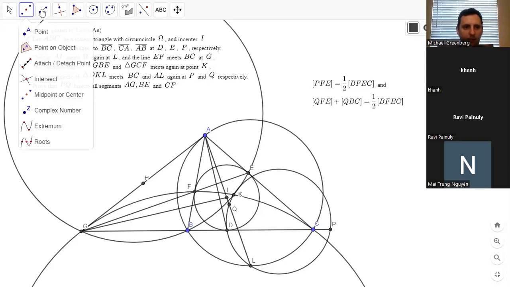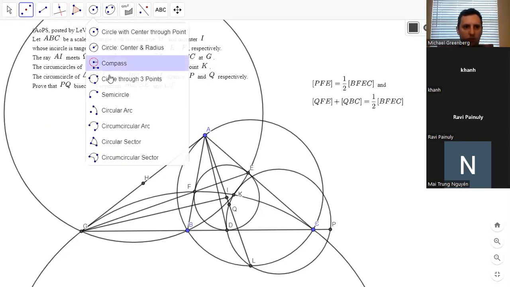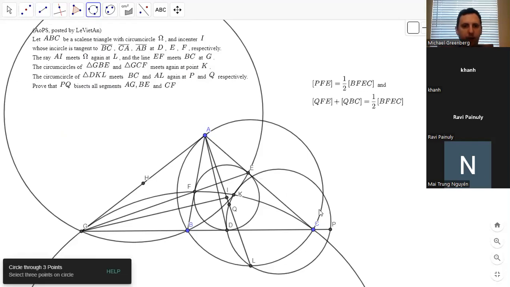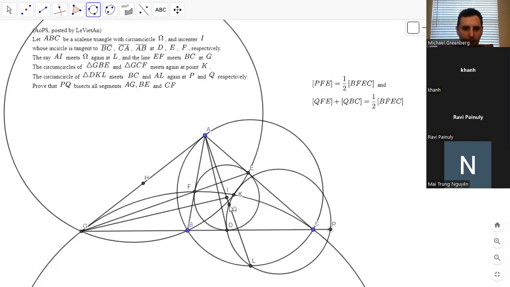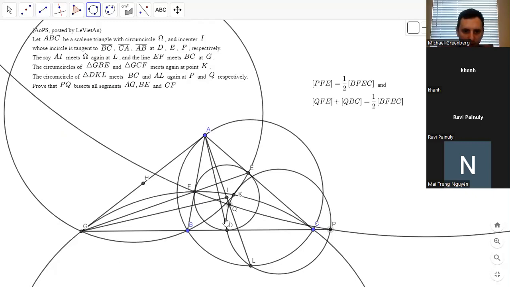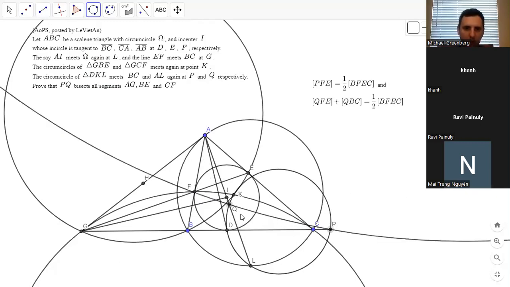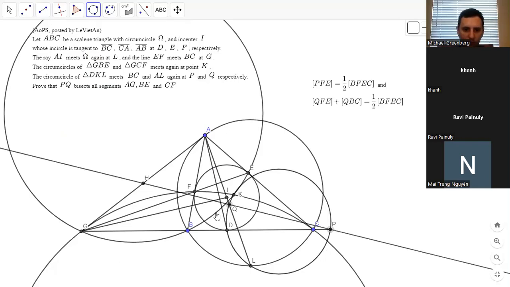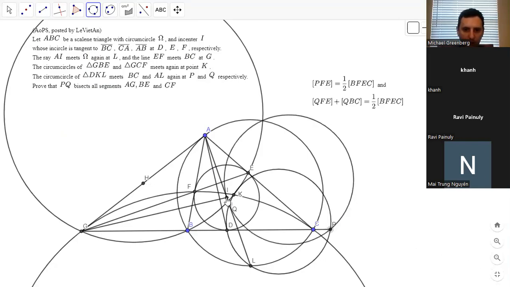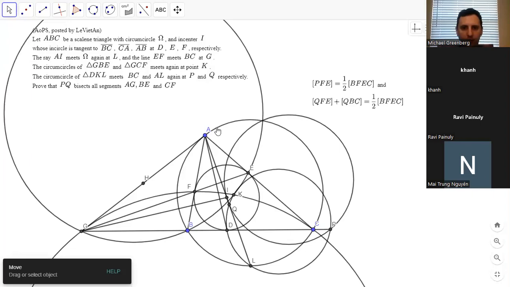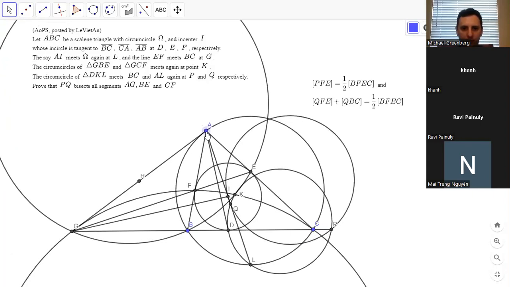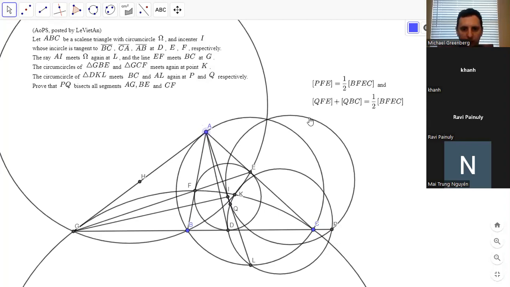Maybe there's some other circle through P and Q. So like we could show that H lies on the radical axis of some other circle. Let's see. PQ, PQI, maybe it's circle PQI. So I wonder if these all, yeah, I think that's a coincidence. I don't think they actually concur. It just looks like it.